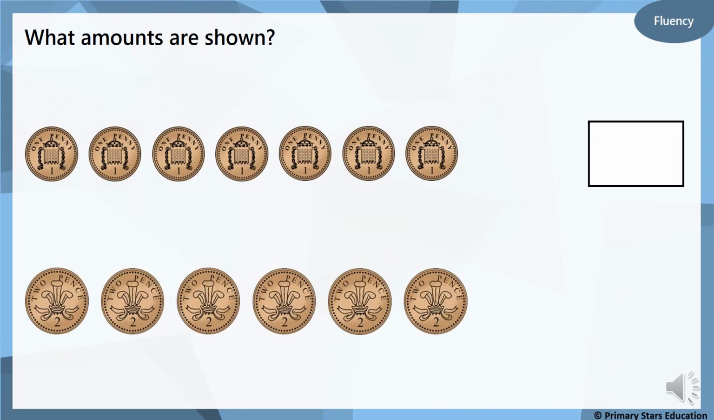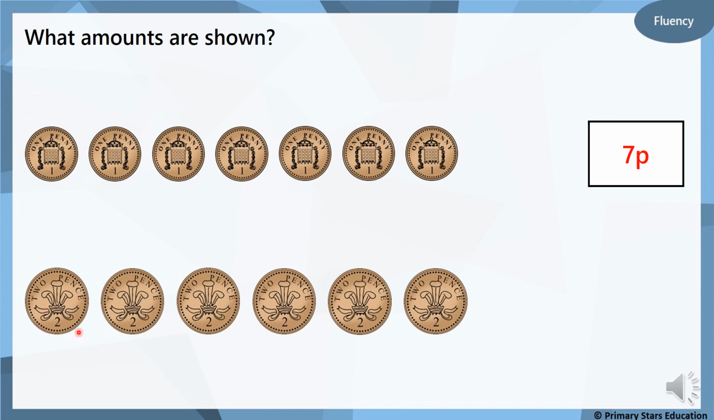So what we're going to do now is we're going to have a look and see what the amounts are shown. As you can see on the coin, you can see these all have a 1 on them. So we just need to count in ones to find out the total. So 1, 2, count with me, 3, 4, 5, 6, 7. So we have 7 pence.